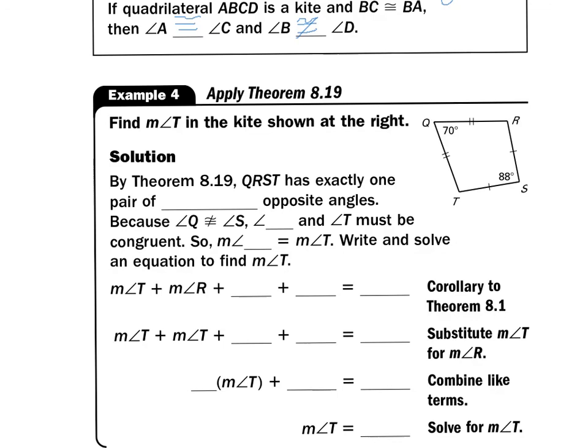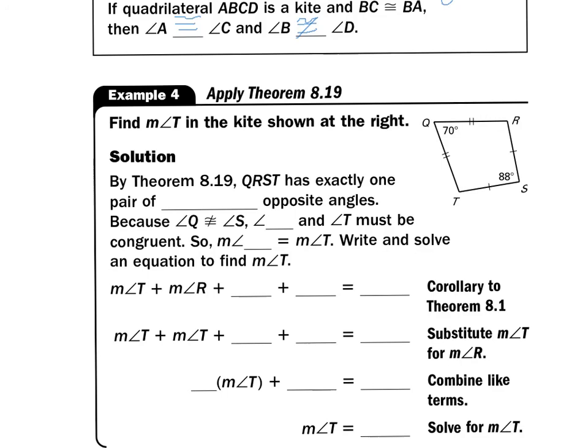Find the measure of angle T in the kite shown on the right. Okay, so we know 88 and 70 are different, so R and T must be the angles that are the same.